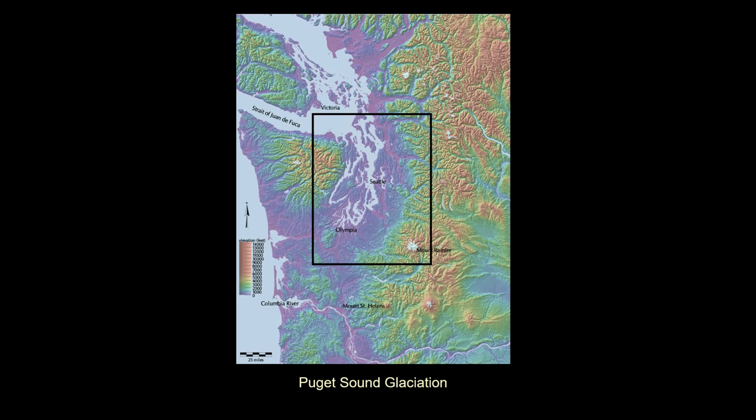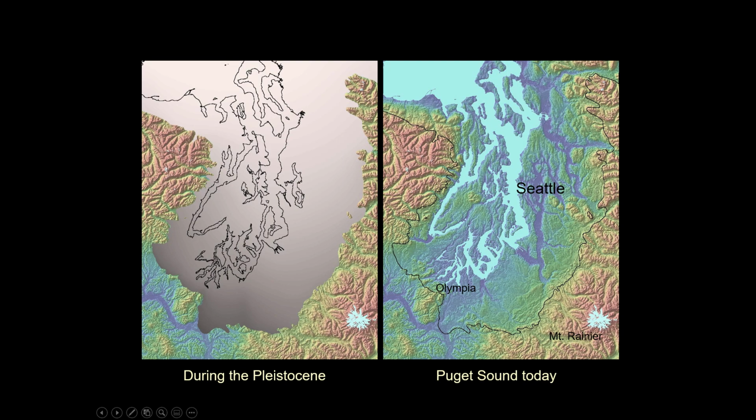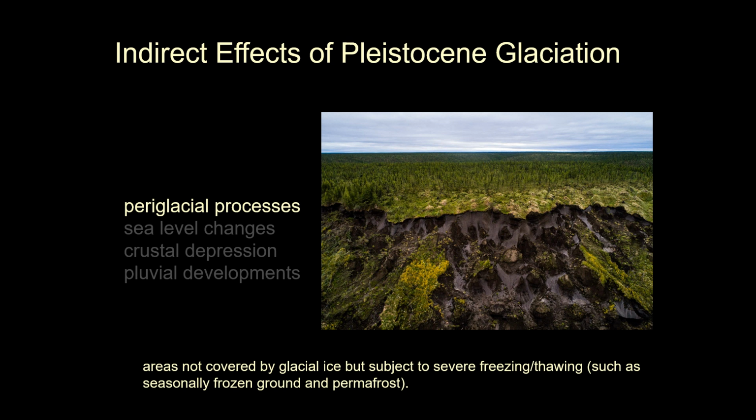Another place that was affected by glaciation was the Pacific Northwest, the Puget Sound glaciation. Here we see Seattle and Olympia, Washington, and the whole Puget Sound area of Washington State and on up into Canada, Victoria Island up in Canada. And here's a view during the Pleistocene, and then, of course, how Puget Sound appears today with these various inlets and things like that. So during the Pleistocene, this Fraser glaciation was pretty extensive too.